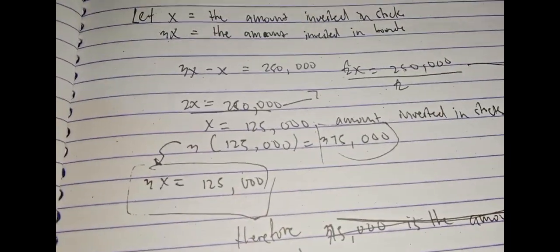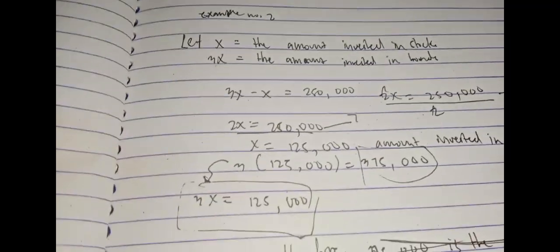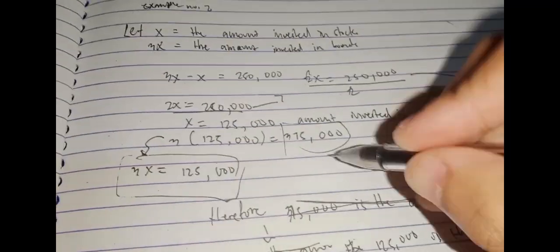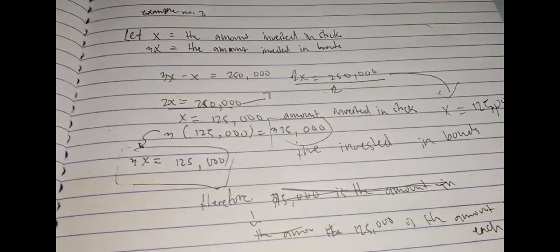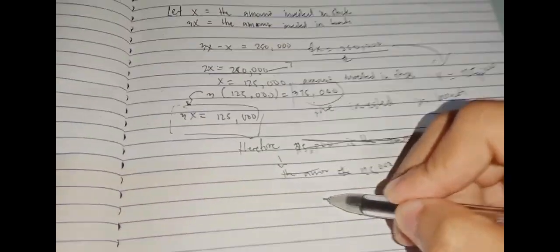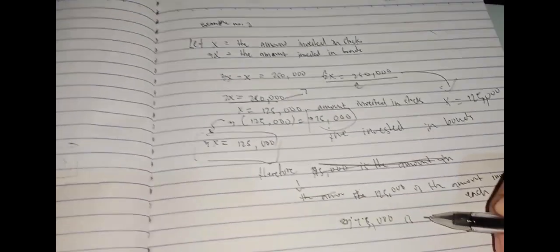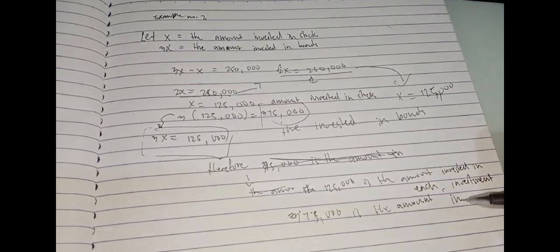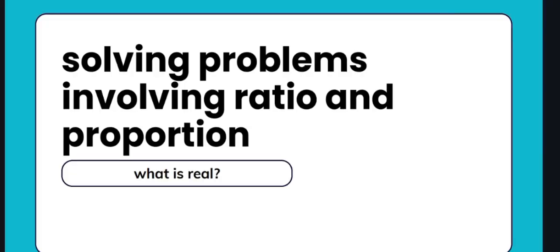So we got x equals 125,000. Now that's the amount invested in stocks. To know the amount of bonds, we're going to multiply 125,000 by 3. So we got 375,000. So this is the amount invested in bonds. Therefore, 125,000 is the amount invested in stocks, and 375,000 is the amount invested in bonds. I will give the last examples here, and the explanation and also the answer.